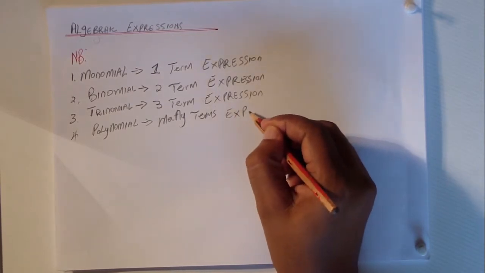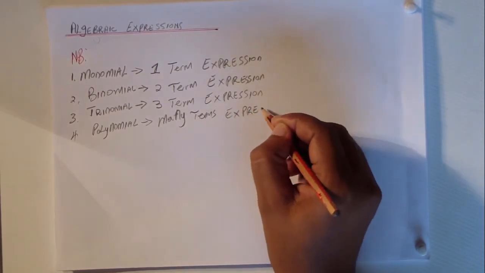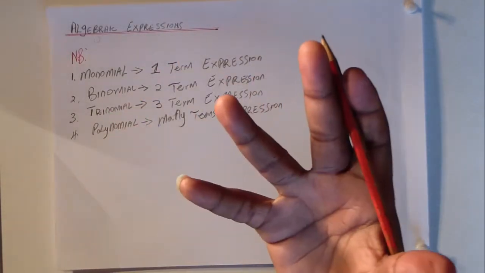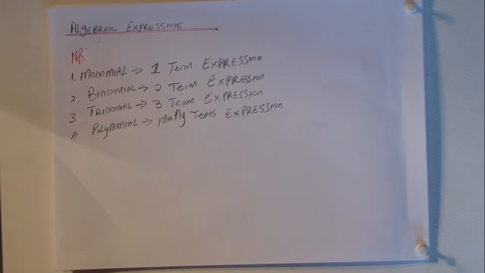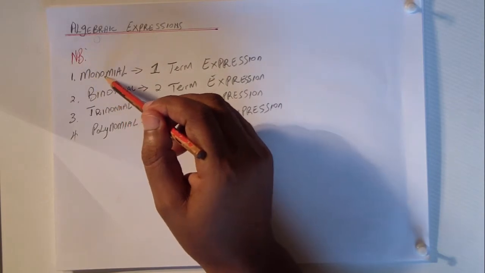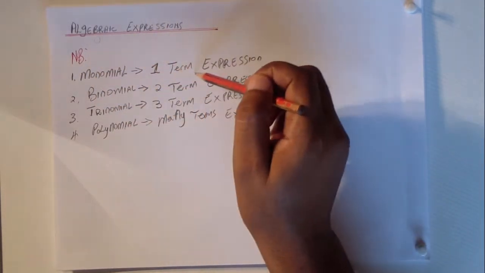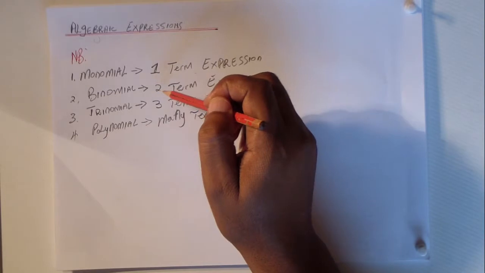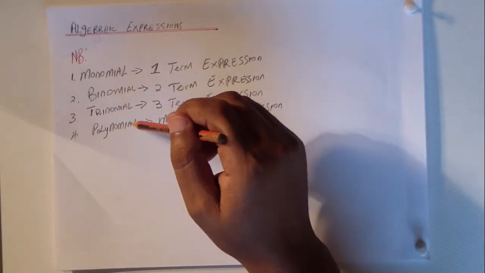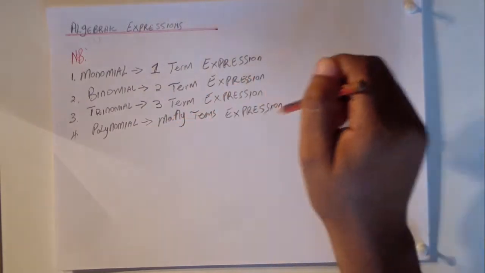Once you are familiar with the following, then it will be easier to speak the language of algebra when you are solving problems. Since you are familiar with these four words, you know the meaning of a monomial. The word mono means one. A one-term expression. A binomial, a two-term expression. A trinomial, a three-term expression. A polynomial, an expression of many terms.